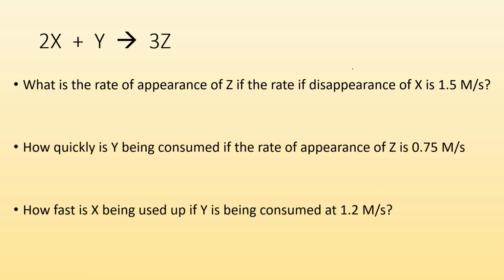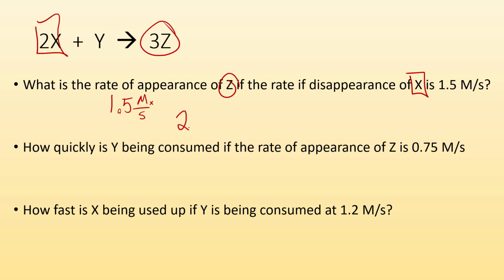All right, welcome back. What is the rate of appearance of z? I always like to do this: circle the one thing and then put a box around the other because it helps me focus. So what is the rate of appearance of z if the rate of disappearance of x is 1.5 molar per second? I know I want to end up with the rate for z, and they give me x, so 1.5 molar per second for x. And I know that the ratio between x and z is 2 to 3.